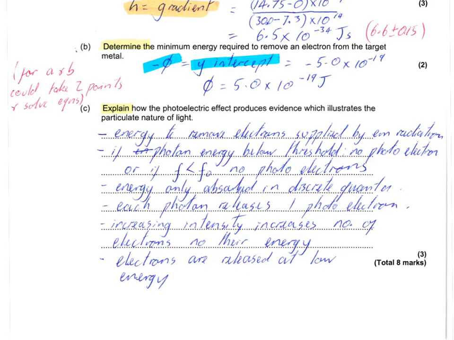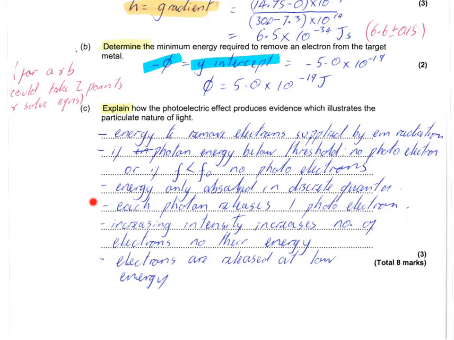Then we have to explain how the photoelectric effect produces evidence which illustrates this. So we've got to explain what's going on. We've got to explain that the energy to remove those electrons is supplied by the electromagnetic radiation. And if the photon energy falls below a threshold, we get no photoelectrons. And then we get the idea of the energy only being absorbed in discrete quanta.